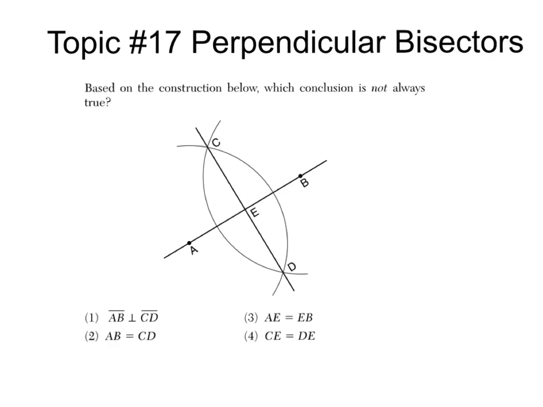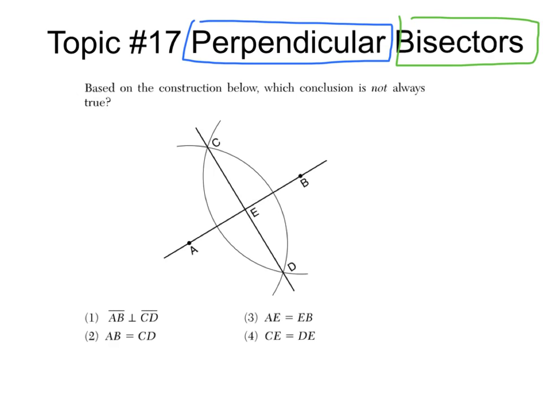Alright, topic 17 is on perpendicular bisectors. One of the reasons why it made my list of 20 topics to know about is because it unites two mathematical words that you should be very familiar with. Perpendicular, which means that 90-degree angles are being formed, and bisectors, which mean that midpoints are being formed.